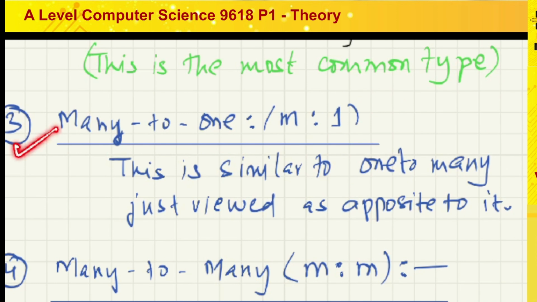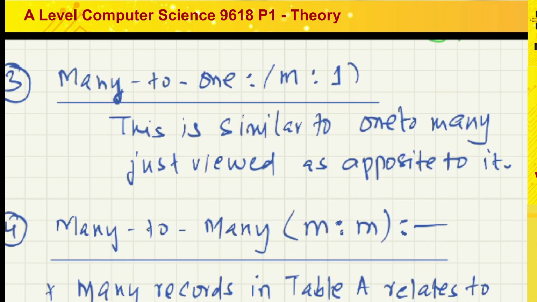Then many-to-one. This is similar to one-to-many, and it can be viewed as the opposite of one-to-many. Many-to-one is the opposite of one-to-many, so you can just think of it as the opposite of one-to-many.